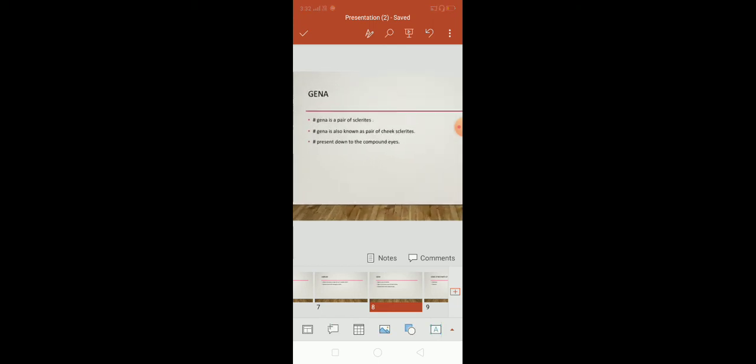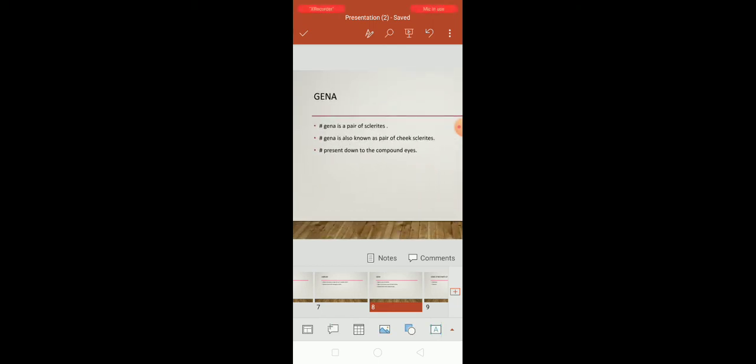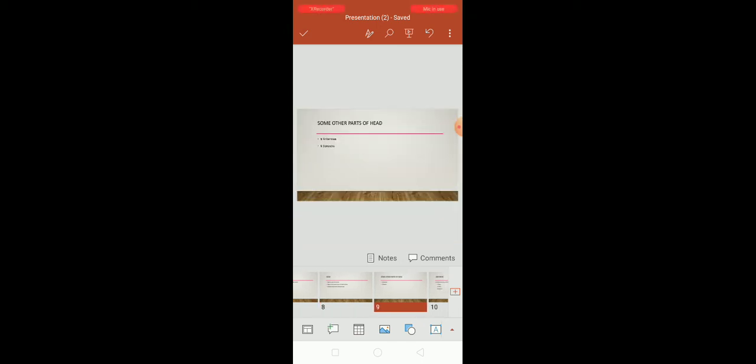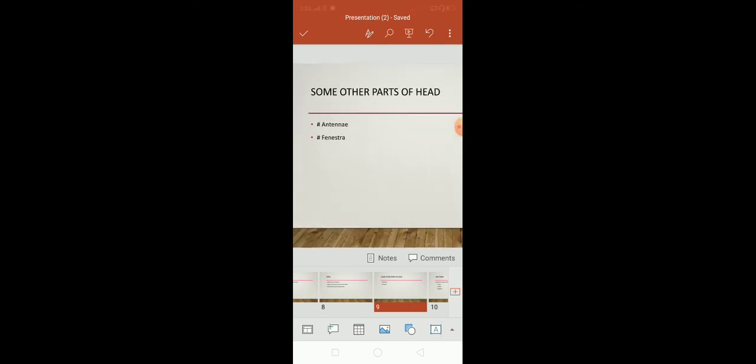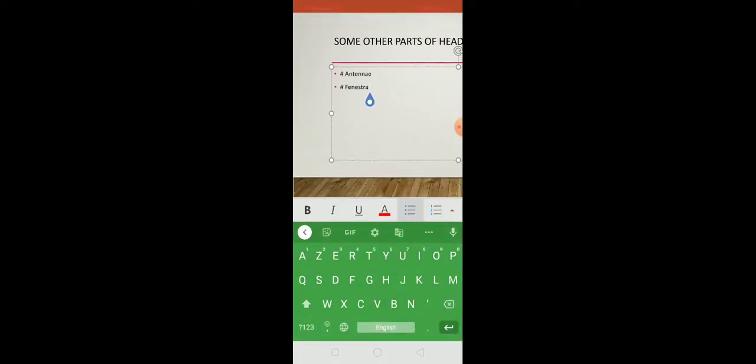And the last one is the genae. The genae are a pair of sclerites, also known as cheek sclerites. The genae are present below the compound eyes. And the next, other parts of the head are the antennae and fenestra. And here I should mention the epicranial suture.